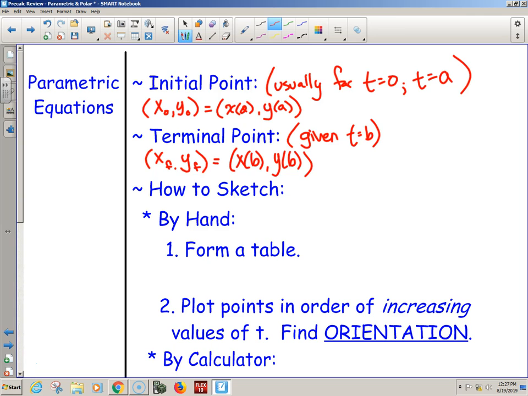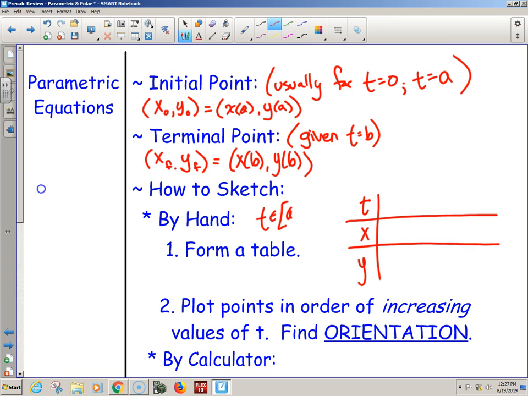How to sketch by hand. We mostly did horizontal tables last year, right? Just to make everything easy and able to fit a little bit better. Some of you might have done vertical tables, but we're going to have to do t's and x's and y's. And if they do give us some sort of t within some sort of a to b, then of course we would start at a, we would end at b. We would do a few representative ones in between just to get an idea.